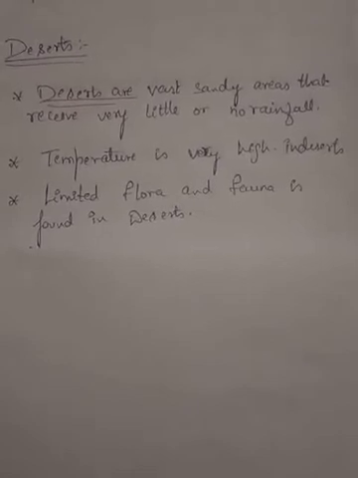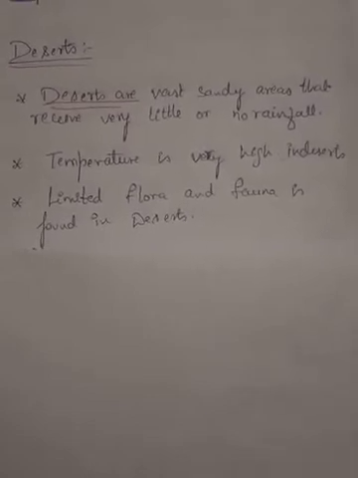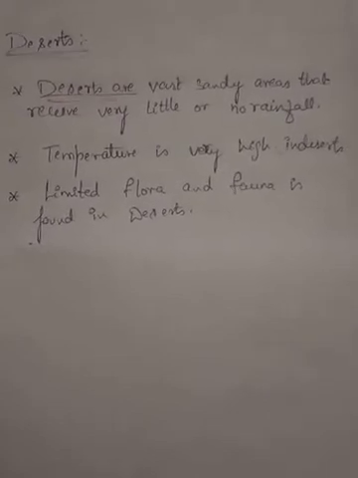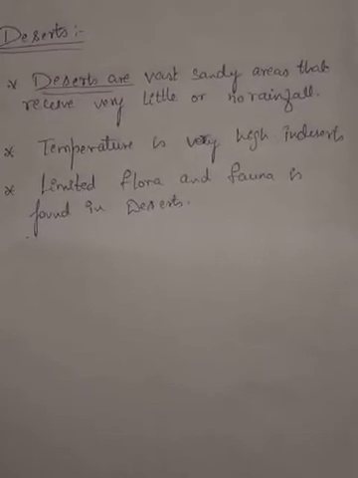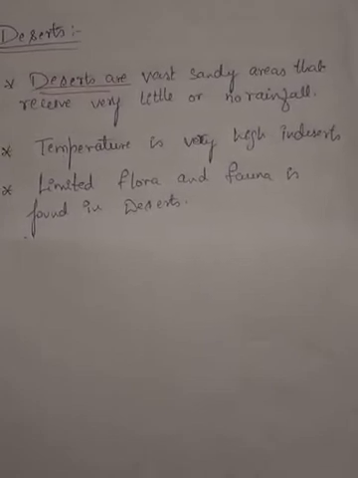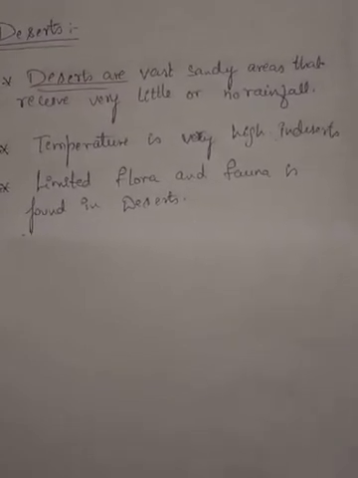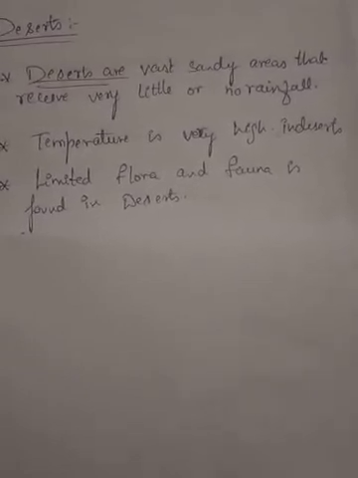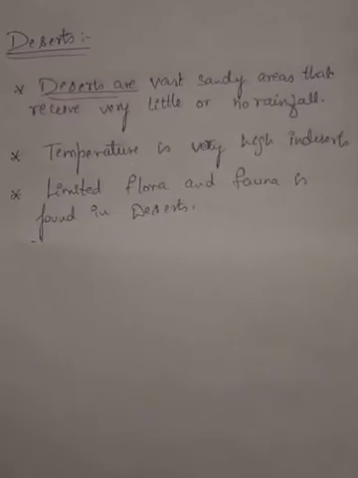And a desert, we can say in simple terms, is a large area of land which is covered with sand and receives very little rainfall. I repeat, a desert is a large area of land which is covered with sand and receives very little rainfall or sometimes no rainfall. They will have only a few plants and trees, and they will have either very high or very low temperature. There will be too much heat in this desert region.